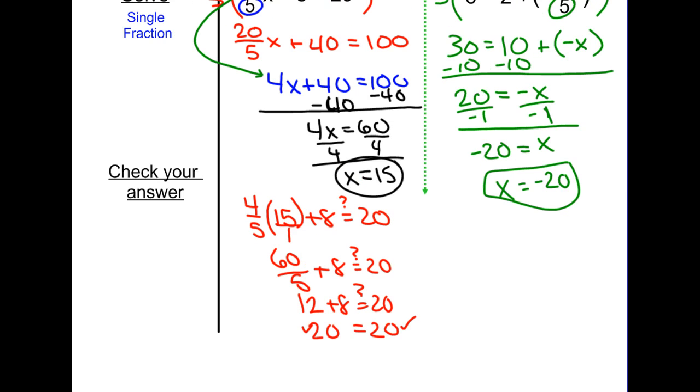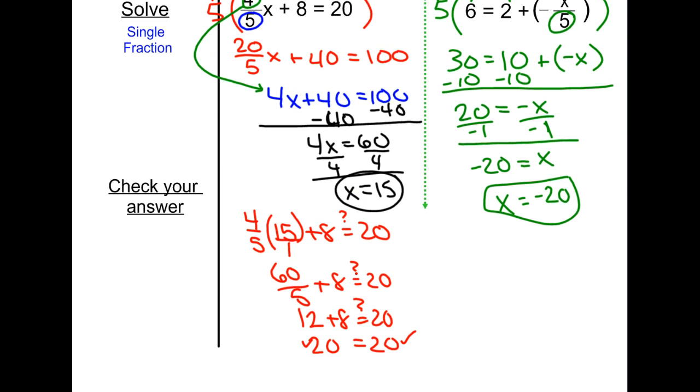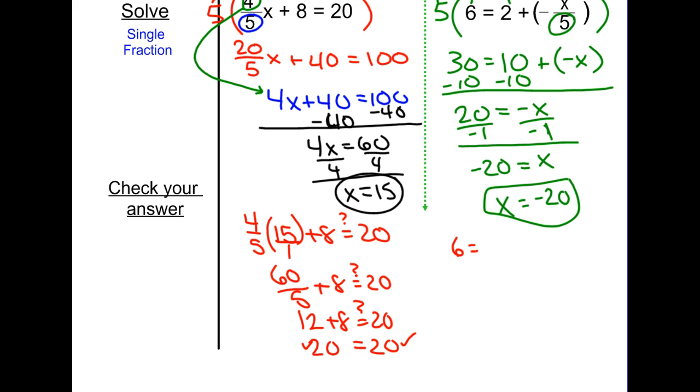Let's try the same thing over on this next one where we have 6 equals 2 plus negative 20 over 5. So again, we're going to do 6 equals 20 plus, well, negative 20 is going to be positive 20 divided by 5 is really going to be 4, and 20 plus 4 is 6. So again, it worked out perfectly.